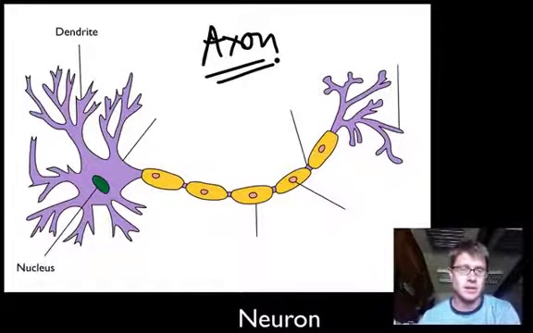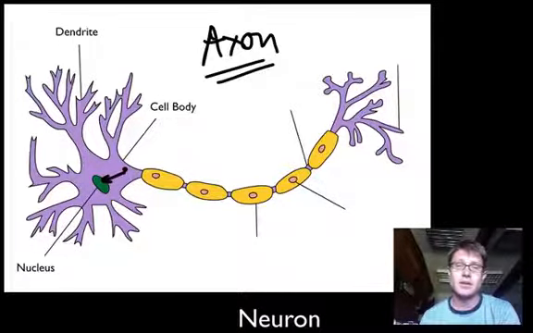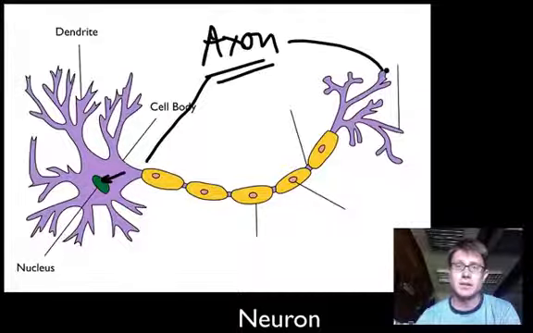If we label some of these other things, this right here is going to be the nucleus. It's a regular cell, so it's going to have all the parts of a cell. This is going to be the cell body, or we sometimes refer to that as the soma. Then this whole thing, from here to the end, is going to be called the axon, A-X-O-N.